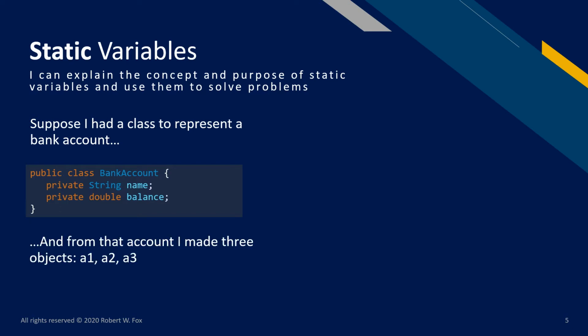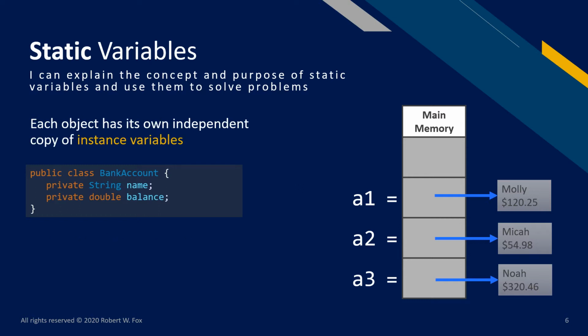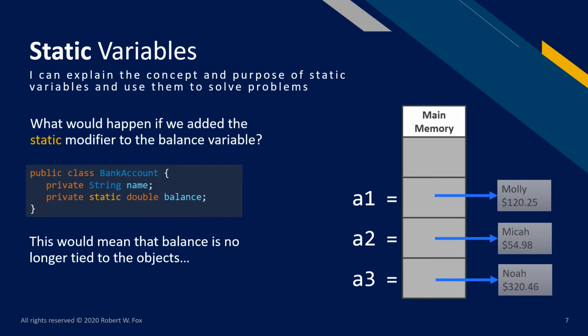Now, let's pretend that I make 3 objects from that class. We'll call them a1, a2, and a3, all bank accounts. And here they are. You can see I've got the memory diagram, and you can see I've got an account for Molly, Micah, and Noah. Now, it's important to understand, and we know this already, that each object we create has its own independent copy of the instance variables. So when I make 3 bank accounts, I get 3 names and 3 balances that are all independent of each other.